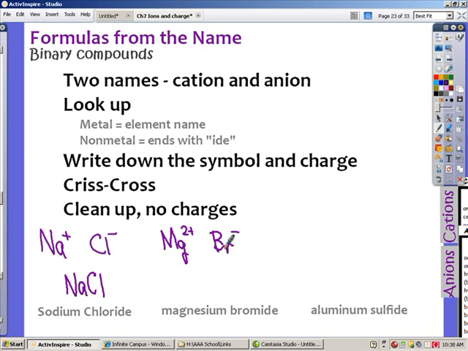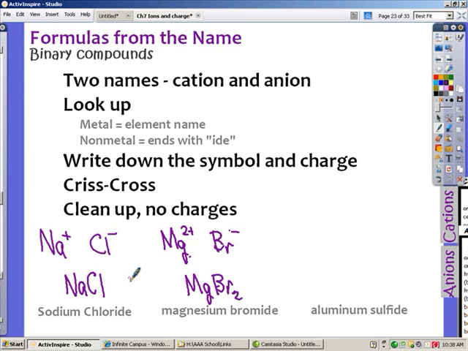So for this one, the 2 is going to go over here with the bromine. Nothing's going to come down here for the magnesium, and my formula ends up being MgBr2. I need 2 of these -1 bromines to cancel out the +2 of the magnesium.